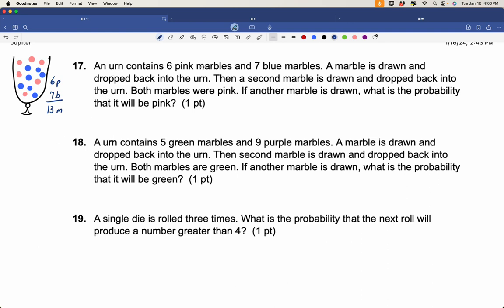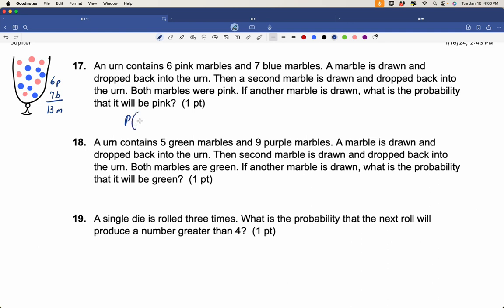Okay, so it contains 6 pink and 7 blue. A marble is drawn and dropped back in, which is awesome because this doesn't change. A second marble is drawn and dropped back in. That's awesome. This still doesn't change. Both marbles were pink. That's great to know. If another marble is drawn, what is the probability that it will be pink?